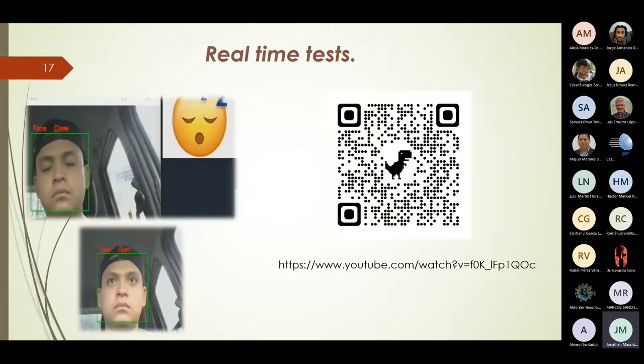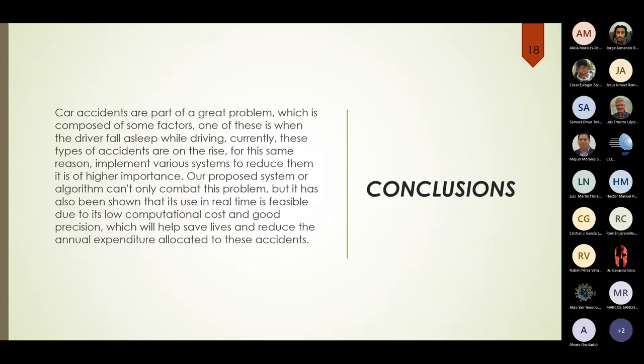I will read some conclusions. Car accidents are part of a great problem, which is composed of some factors, such as the driver falling asleep while driving. Currently, these types of accidents are rising, so implementing various systems to reduce them is of high importance. Our proposed algorithm can combat this problem, and it has also been shown that its use in real time is feasible due to its low computational cost and good precision, which will help save lives and reduce the annual expenditure allocated to these accidents.